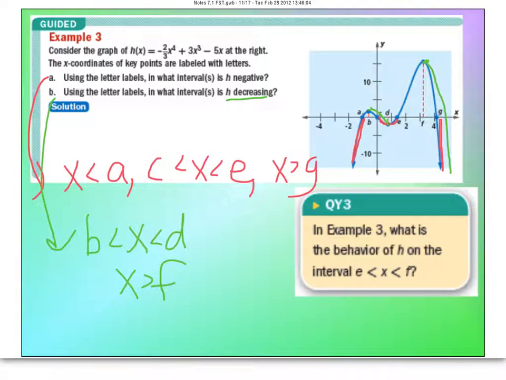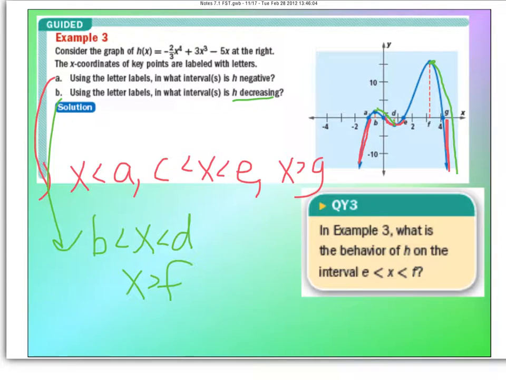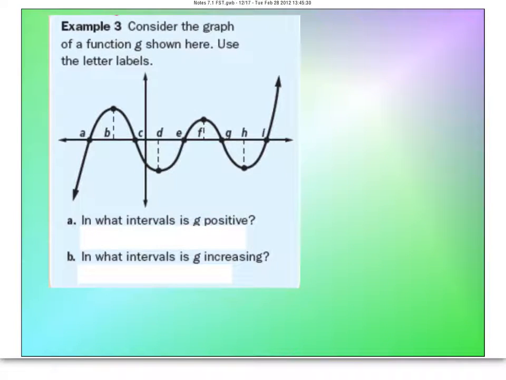Now this side question here is interesting. It's asking us what is the behavior between E and F. If we look at E and F, if you had to give a vocab word of E and F, I would say a couple behaviors. It's positive between E and F, but it's also increasing. So it's a combination of both on that. Okay, let's look at our last example for the other two vocab words. A different graph with the same concept.